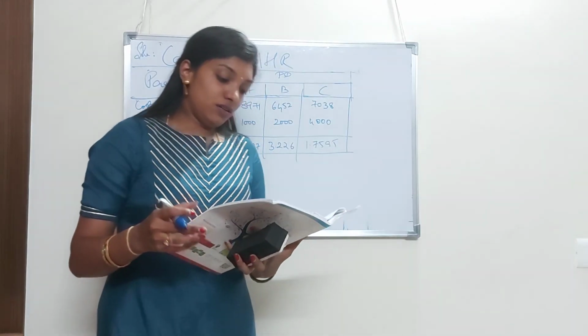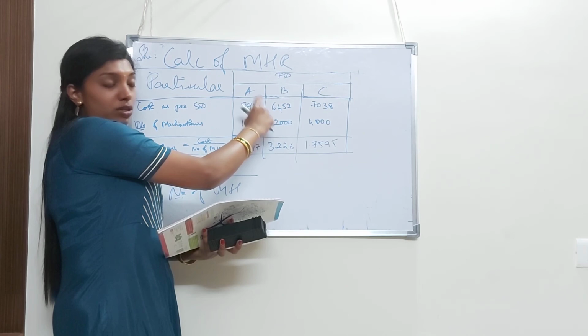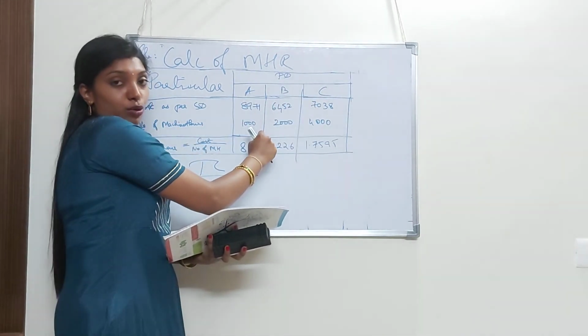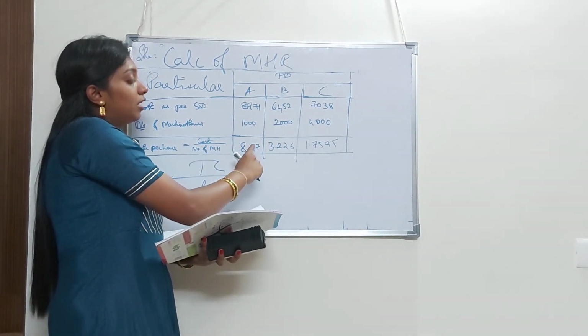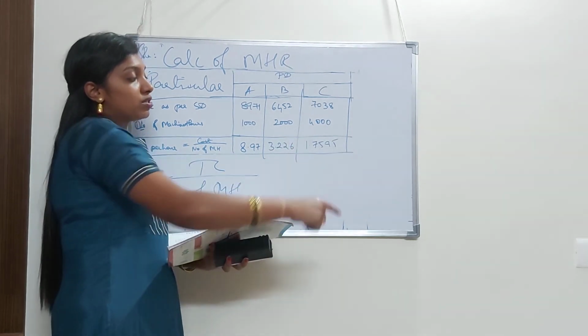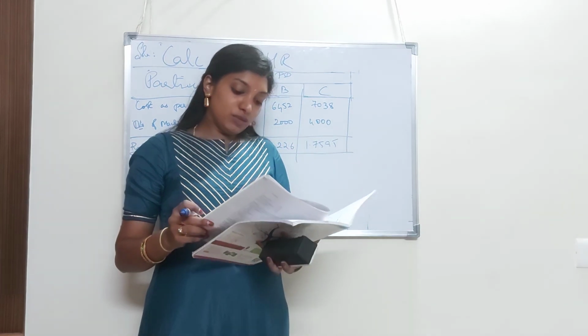So we are done. Whatever the total cost that you get after secondary distribution, take the respective amounts of the production departments, divided by number of machine hours, you would get cost per machine hour. That would be 8.97 for A, 3.226 for B and 1.7595 for C. And with this, the 9th problem is done.